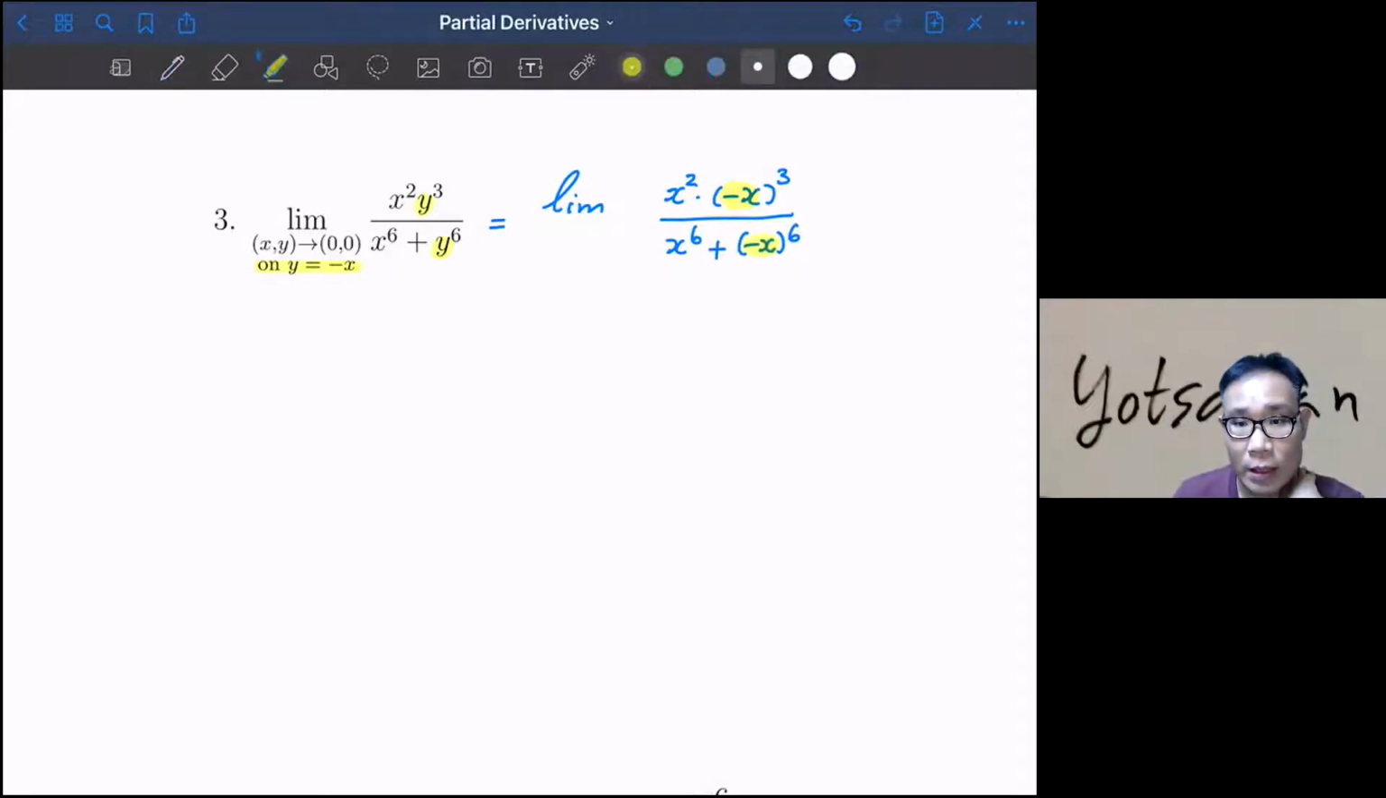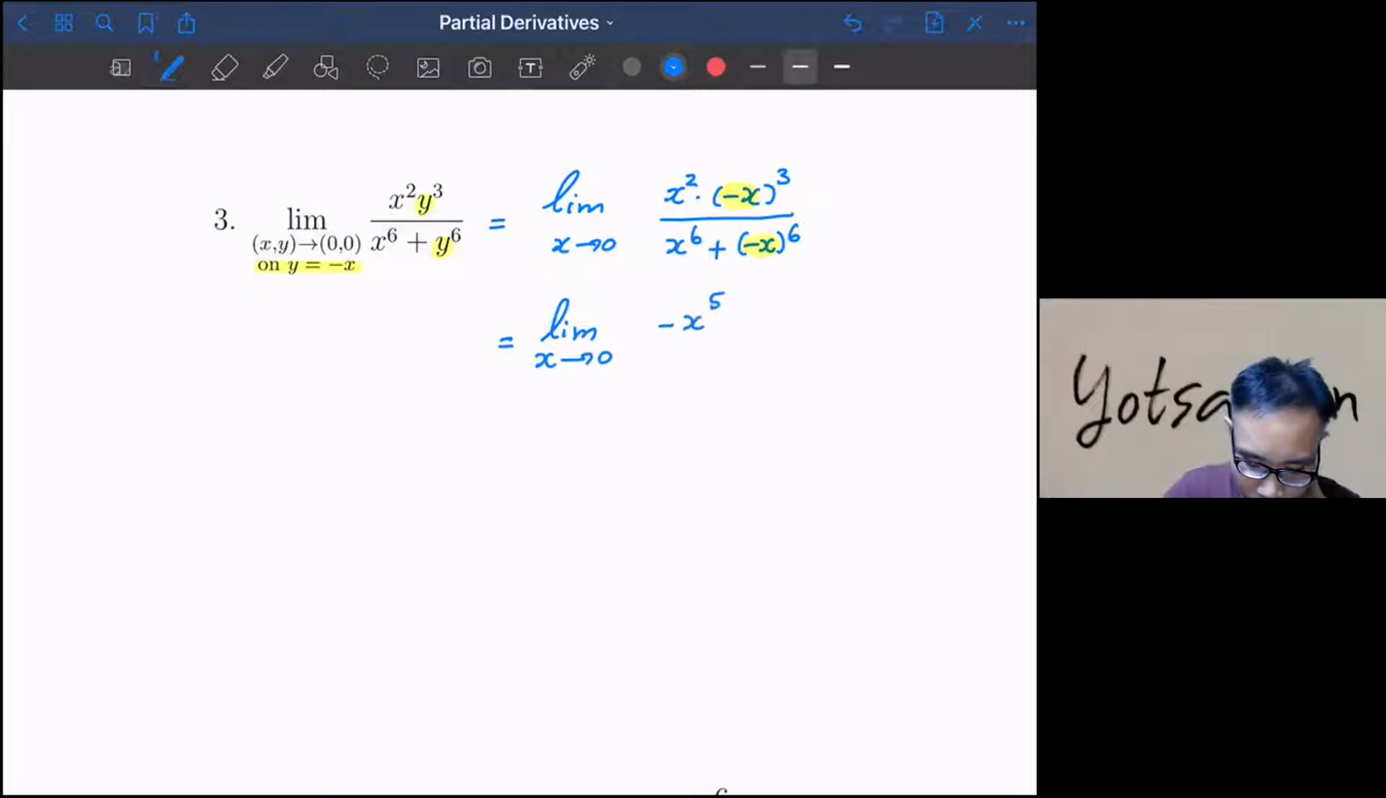Okay, and so for this one, it's going to be limit x goes to 0, because you have no y left. So it's just limit x goes to 0 of negative x to the 5th over, and when you sum these two terms, this one turned out to be x to the 6 plus x to the 6, so this will become 2x to the 6.